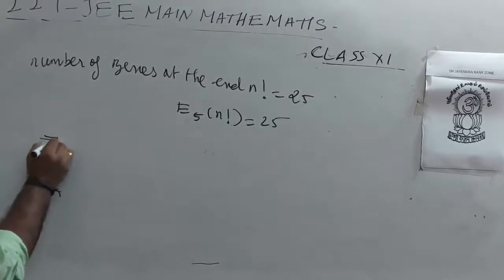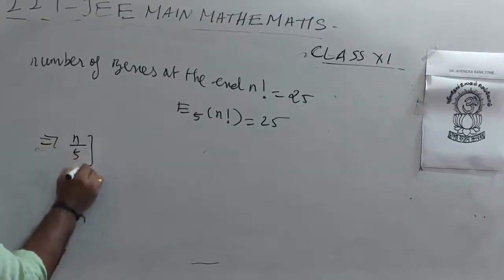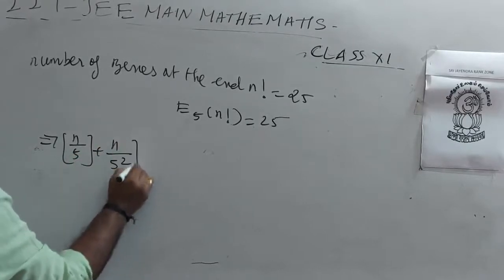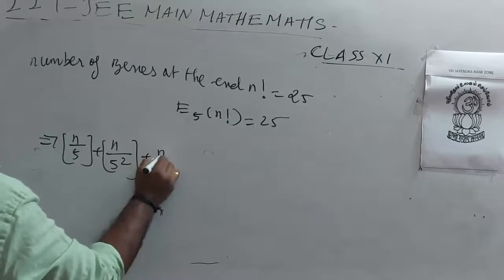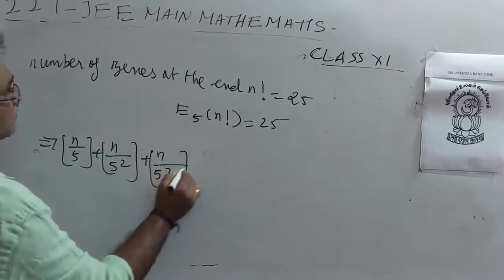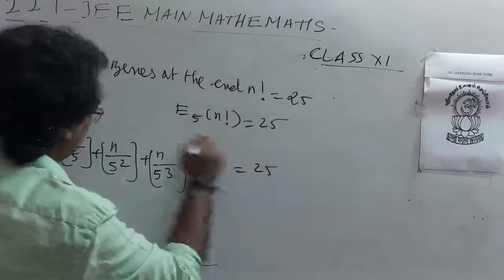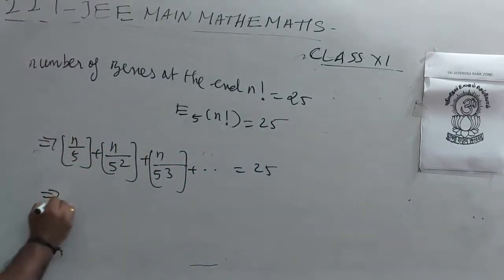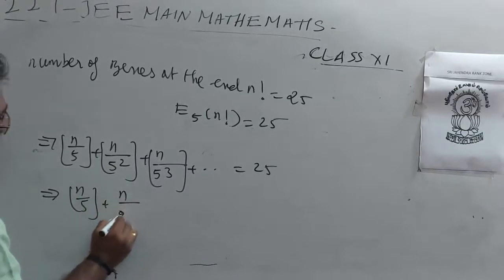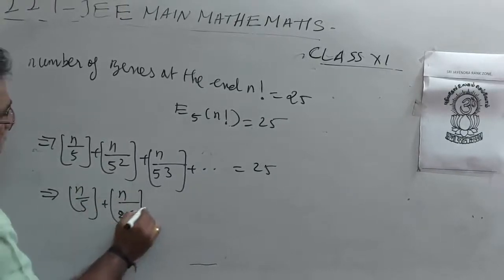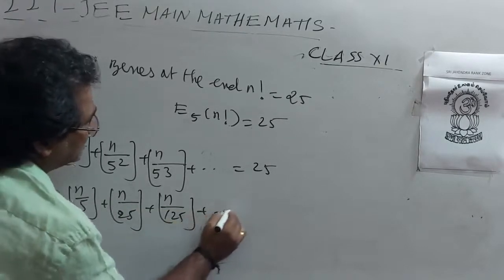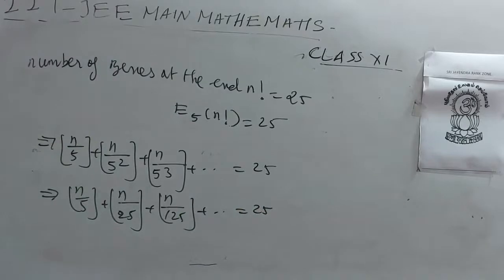Which implies n by 5 plus n by 5 squared plus n by 5 cubed and so on equals 25. That is, n by 5, n by 25, n by 125, and so on equals 25.